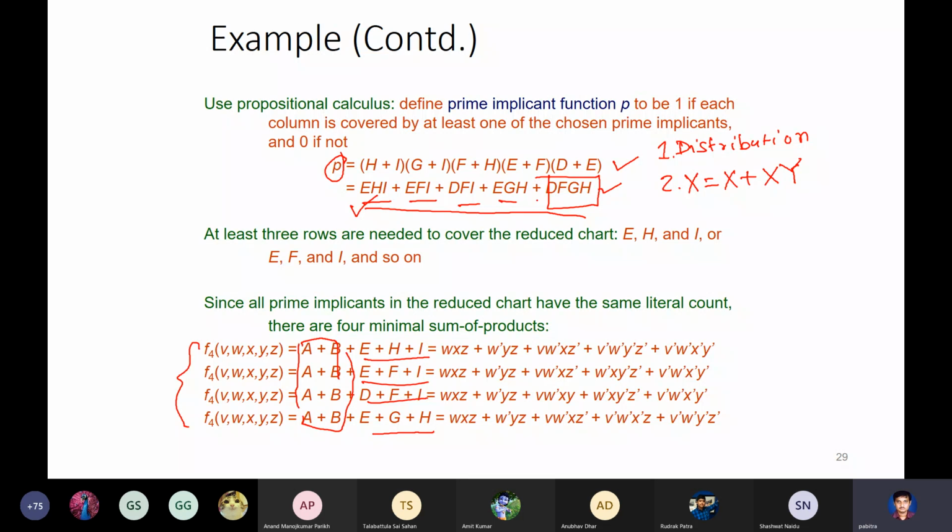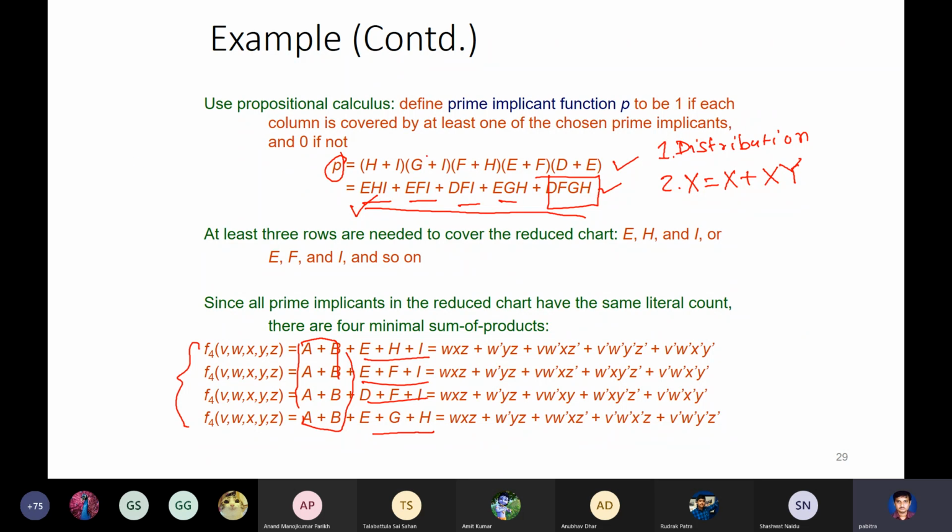Okay, thank you. Any other questions? Sir, how did you arrive from P equal to H plus I into G plus this product to the second line, EHI plus EFI? I have just multiplied them. But sir, the reduction from line 1 to line 2 is not trivial. We'll have to notice some things. Yes, you repeatedly apply this. Yes, I missed that.